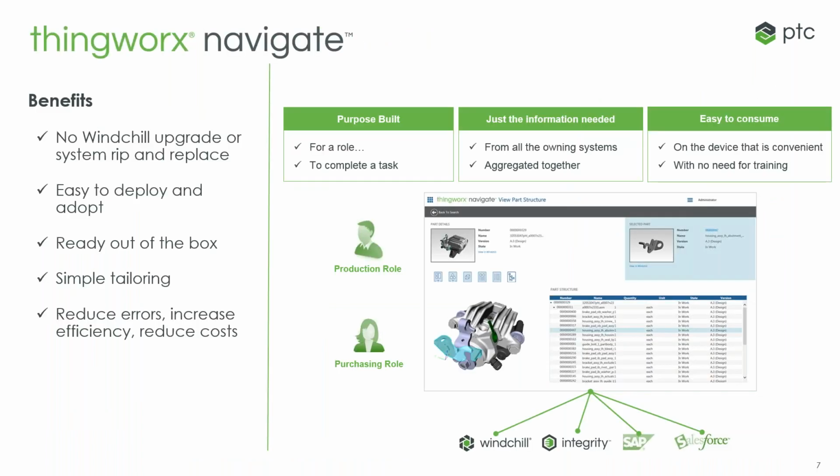Thingworx Navigate is able to look into Windchill as well as a variety of other systems and pull data or attributes in one place in a consolidated manner to give people information really quickly.